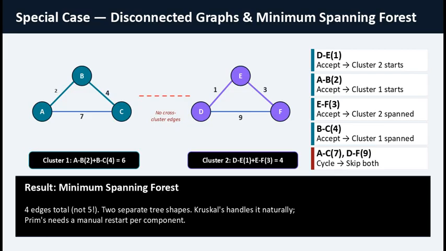In our example, we end up with 4 accepted edges rather than 5, because we can never connect the two clusters. Prim's, by contrast, would get stuck in one component and never discover the other. You'd need to manually restart it for each disconnected piece.